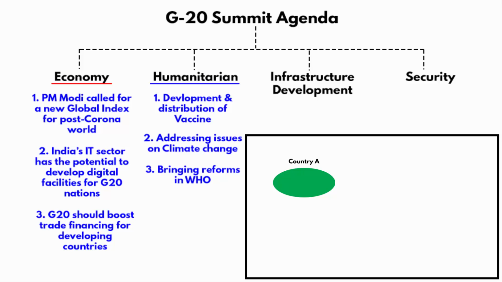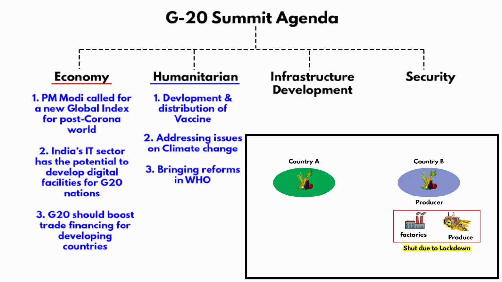Let's say a developed country named A imports a certain vegetable from a developing country named B. That means country B is the producer of that vegetable. When crops do not move and factories are idle throughout country B, then it will affect the import of country A. Of course, country A has the option of buying it from country C. But it is recommended that if country A can take the initiative of financing the trade with country B, this way if many of the developing countries are supported financially, then that will play an important role in global economic recovery.